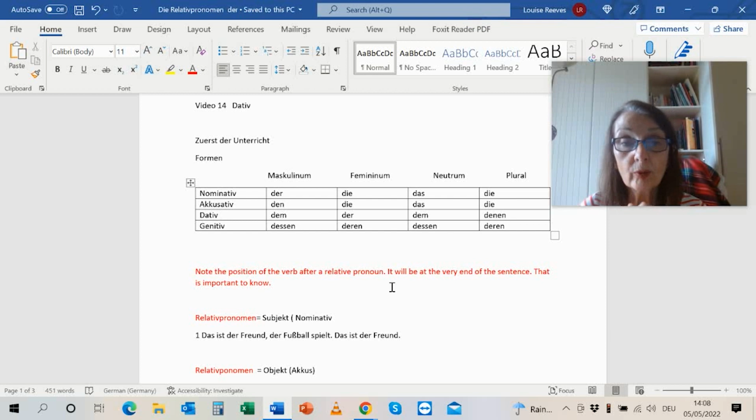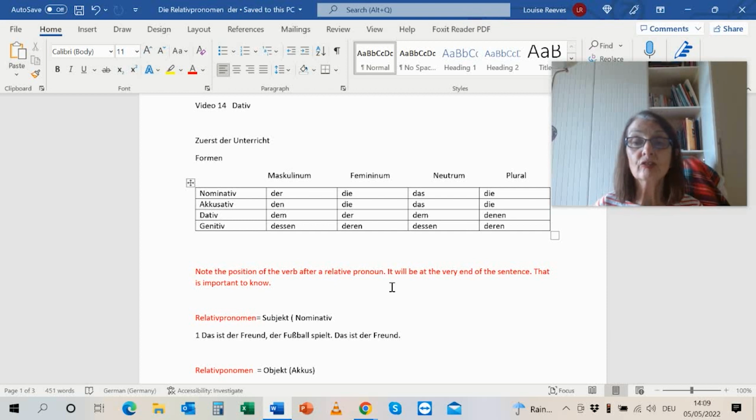So in German, this is what it would look like. Das ist der Freund, der Fußball spielt. That is the friend who plays football. Der Fußball spielt. So you're talking about the nominative case.